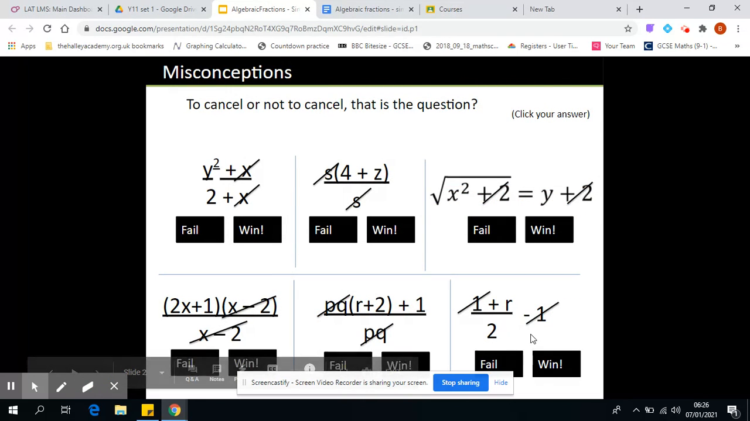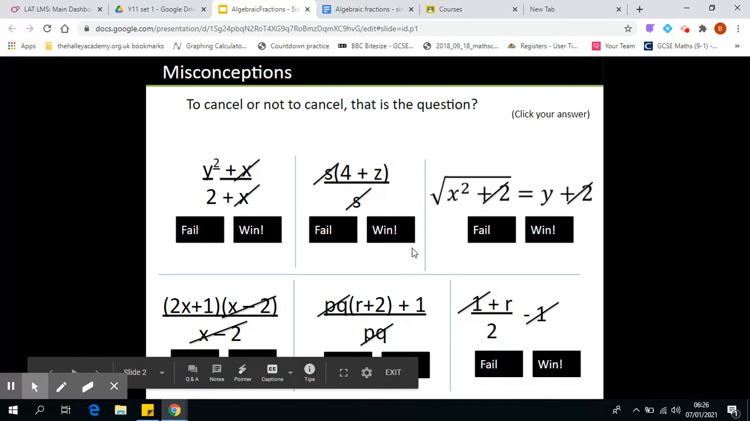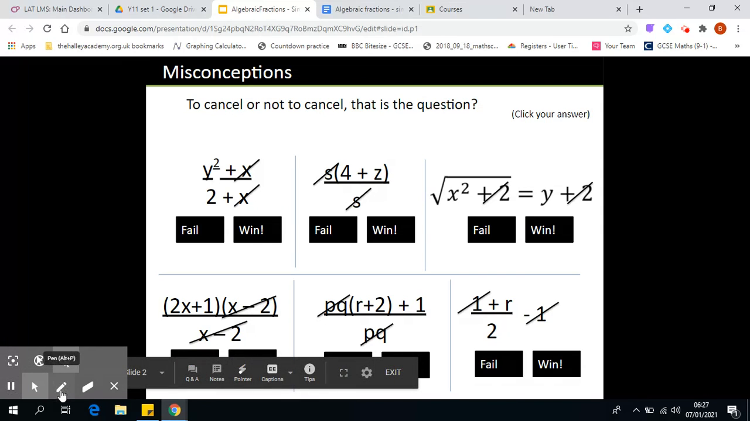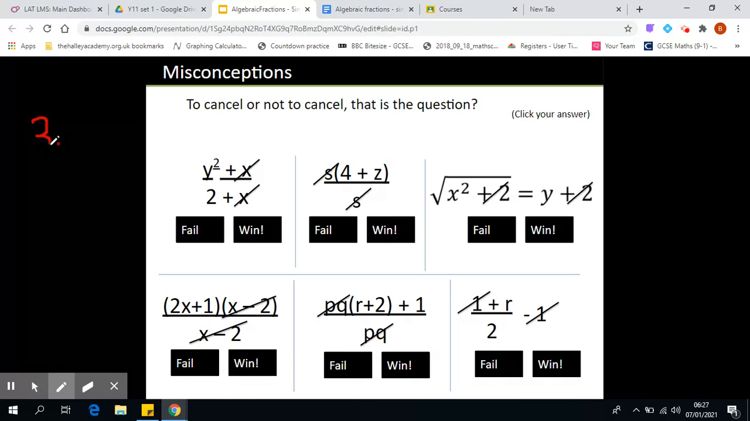Now let's look at some of the misconceptions associated with simplifying algebraic fractions. Simplifying algebraic fractions follows the same concept as simplifying fractions. For example, let's take 3 over 6. We can simplify it by dividing by 3 on both sides, which gives us 1 over 2. Now we follow the same concept when we simplify algebraic fractions.